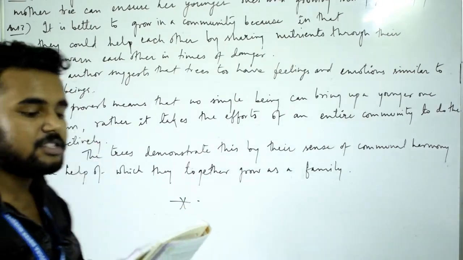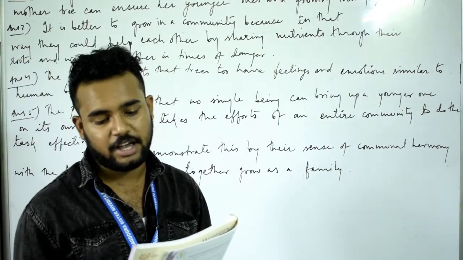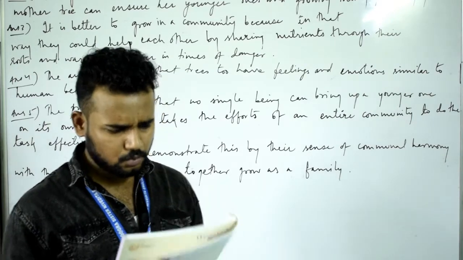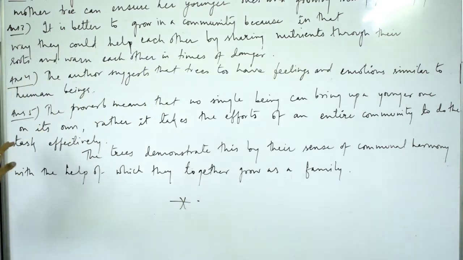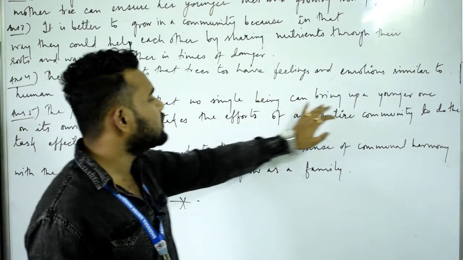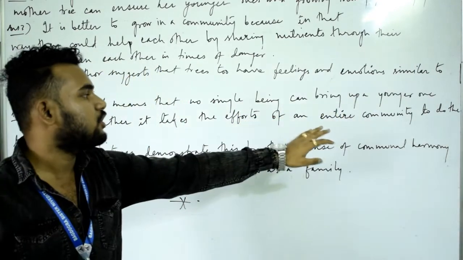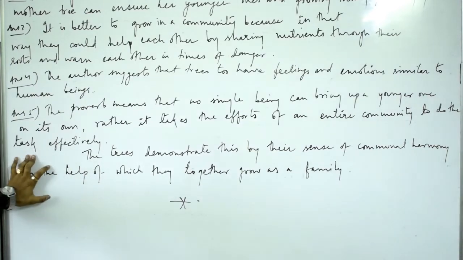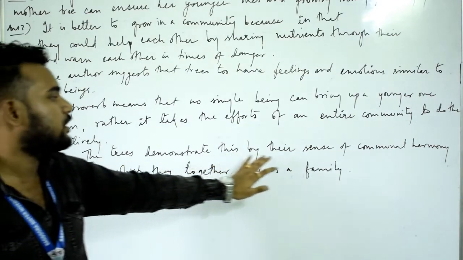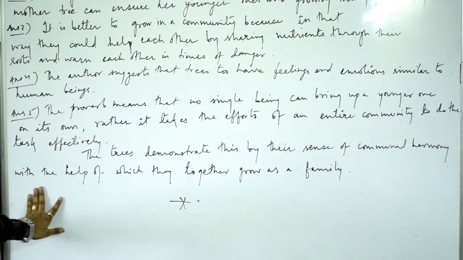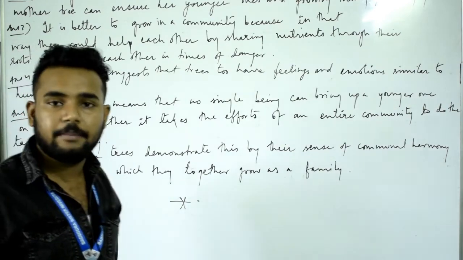The fifth one, there is a proverb, it takes a village to raise a child. What do you mean by that? The proverb means that no single being can bring up a younger one on its own. Rather, it takes the efforts of the entire community to do the task effectively. The trees demonstrate this by the sense of communal harmony with the help of which they grow as a family.